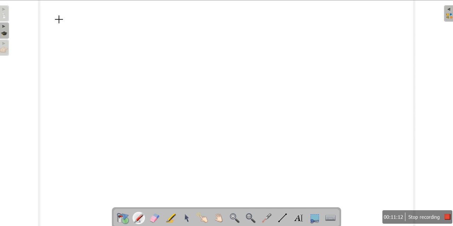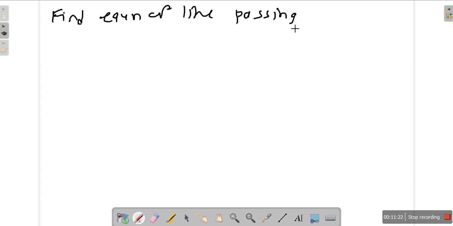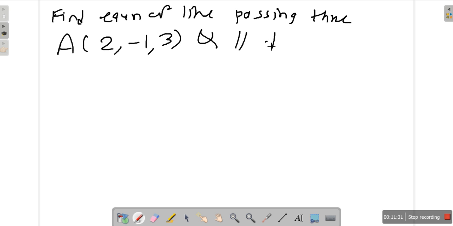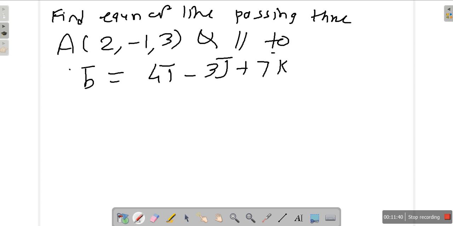Now let us see a simple example. We are supposed to find the equation of line which is passing through a point, say 2, -1, 3, and which is parallel to a vector 4i minus 3j plus 7k. So this is x1, y1, z1, and this is b1, b2, b3.